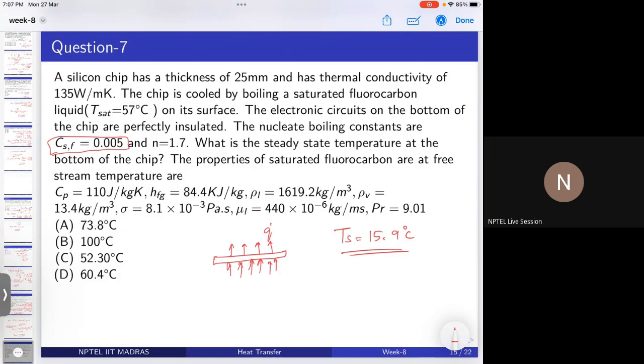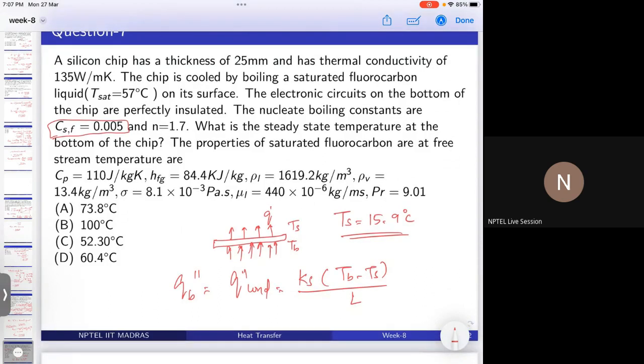So this Q boiling is equal to Q conduction, which will be equal to Ks, that is the thermal conductivity of the chip, times Tb minus T surface, divided by L. Tb is what we need to find out. L is the thickness, and L is given as 25 mm. So that is the Rosenow correlation.